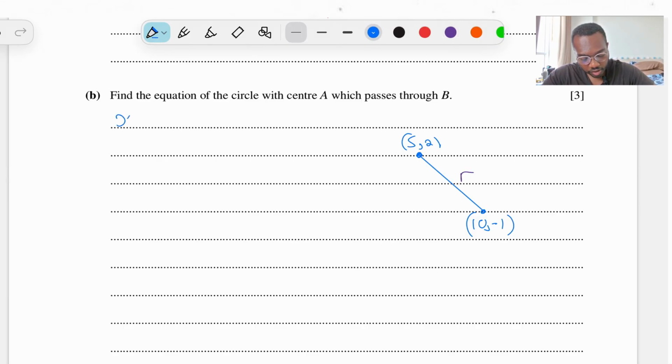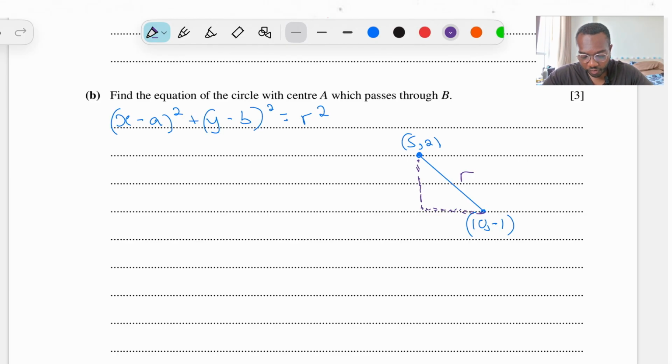We know the equation of a circle is going to be (x - a)² + (y - b)² = r². Now we know what our a and b values are. a is going to be 5 and b is going to be 2, because in this case, (a, b) is the center of this circle. All we now need to do is work out our radius. So to work out our radius, we know that we have this r value here. So all we need to do is work out the length.